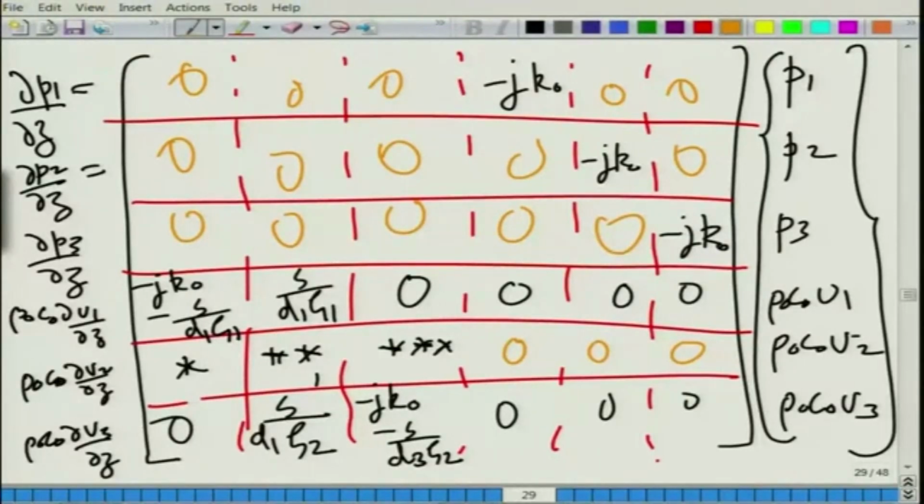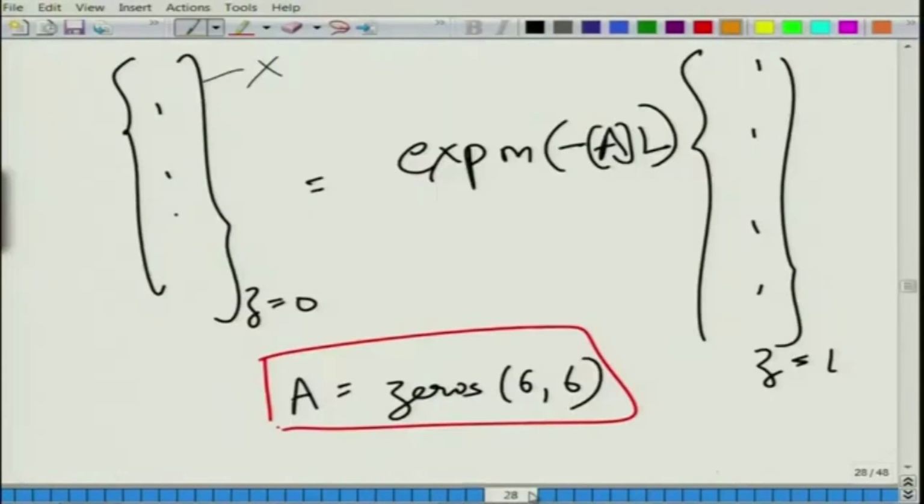Again we are getting back the form, as I said, x dash is equal to ax, where x dash means d/dz, that is a spatial derivative. So, again this is the command. Now, just one small digression that I would like to make.